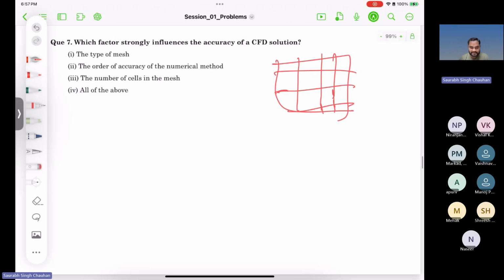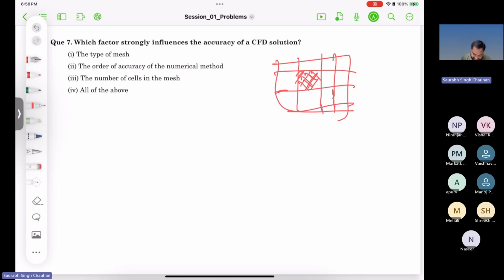So the type of mesh, the first option, you know there are many types of mesh: structured mesh, unstructured mesh, right? And how small these cells are, okay? If these cells are not small enough to capture small scale structures, then there will be many things which you cannot analyze.